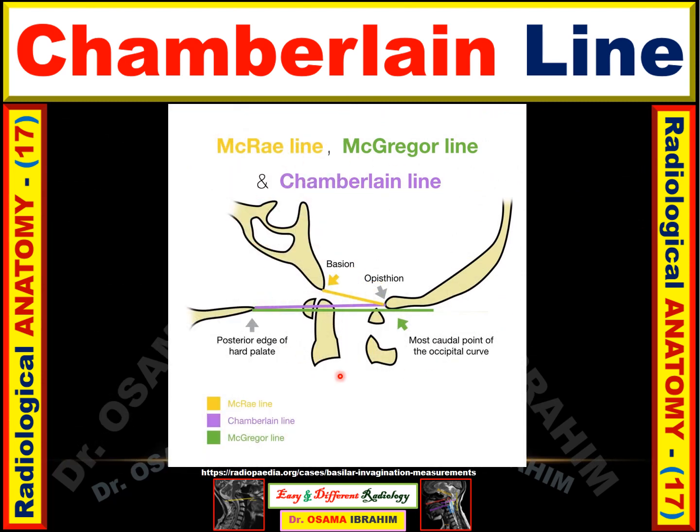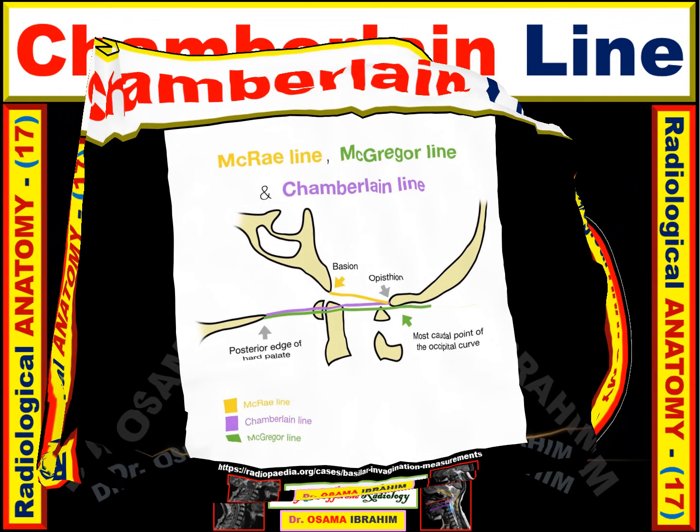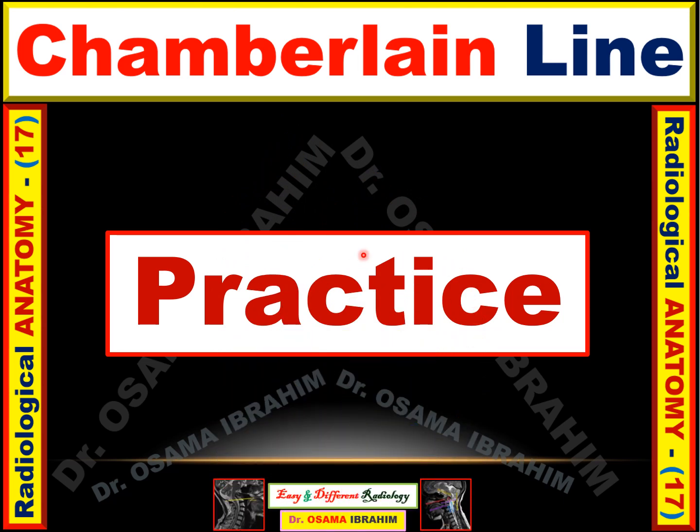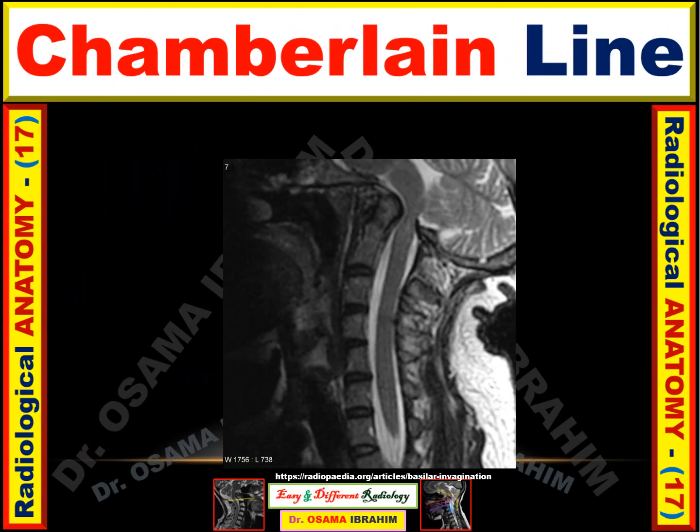And this is again to confirm or summarize the lines. The McGregor line is the yellow one, the purple one is the Chamberlain line, and the green one is the McGregor line. And now two practice cases only, to differentiate between the congenital and acquired cause.